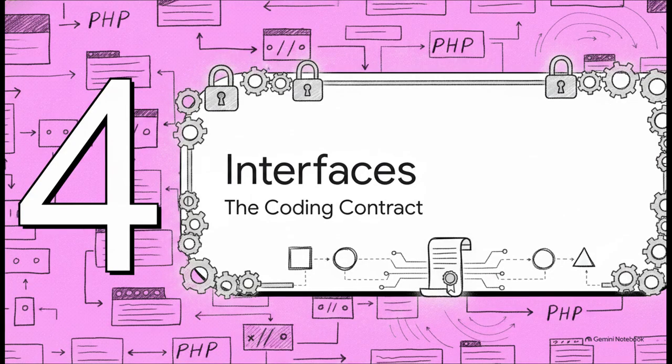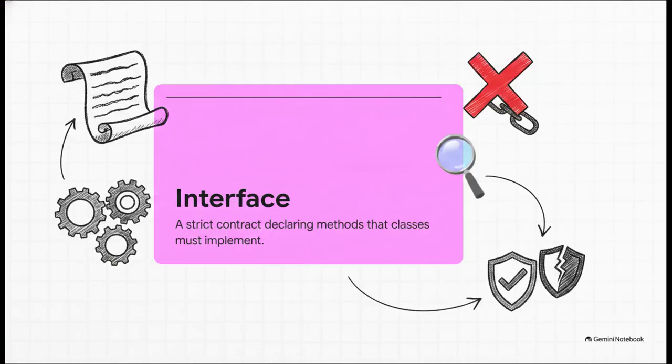Section 4, Interfaces, the coding contract. So what if you have a massive code base and you need a guarantee that different classes, even completely unrelated ones, all behave in a predictable way? I want you to think of an interface as a binding legal agreement. It declares methods, but it does absolutely zero implementation. It's just an empty shell of rules.